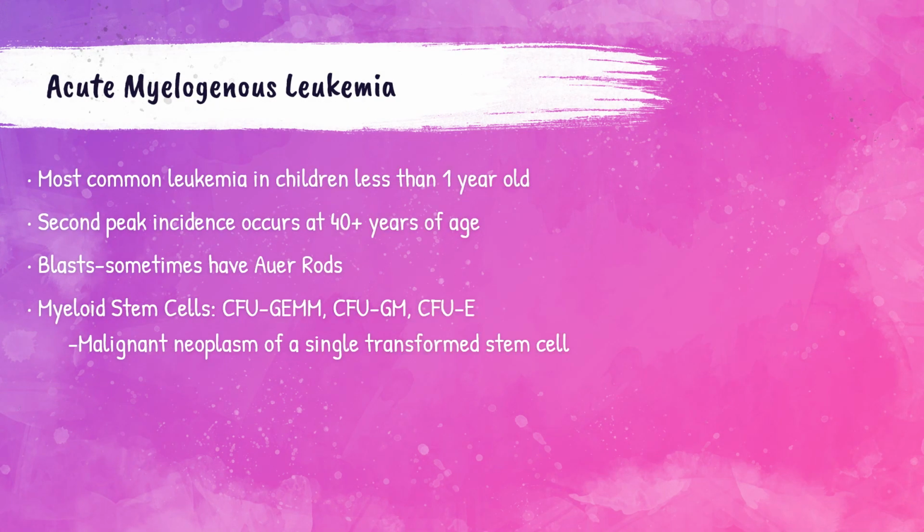Acute myelogenous leukemia, or AML, is the most common of all the leukemia types and occurs in children less than a year old, and then those that are 40 years of age or older. Blasts in this type of cancer can have something called Auer rods, and I'm going to be discussing these on the next slide here. Patients that have AML have flu-like symptoms, fever, shortness of breath, paleness, they easily bruise, they can have unusual bleeding, and they can have bone pain.